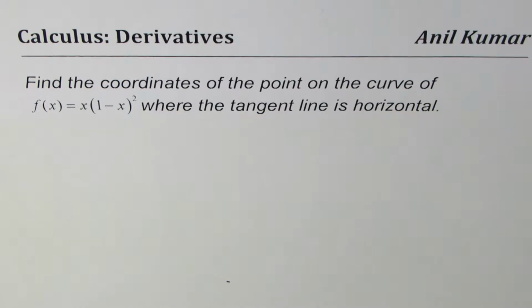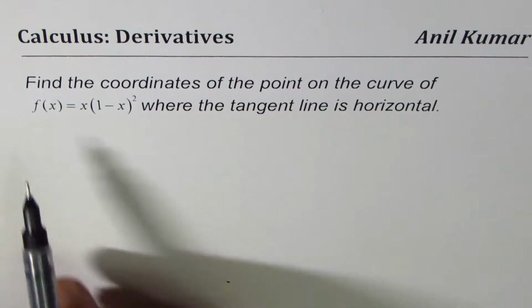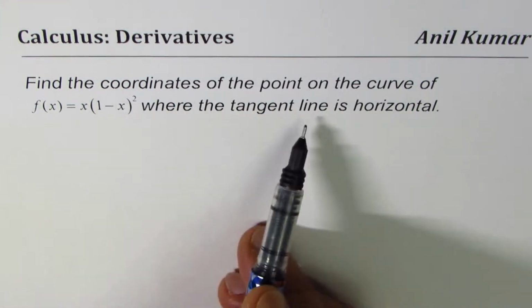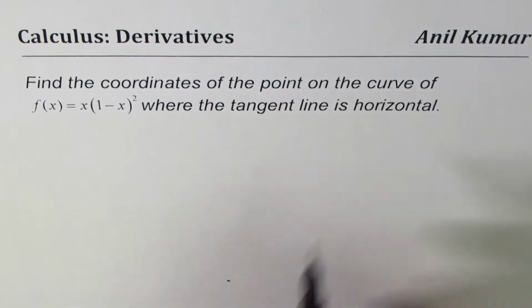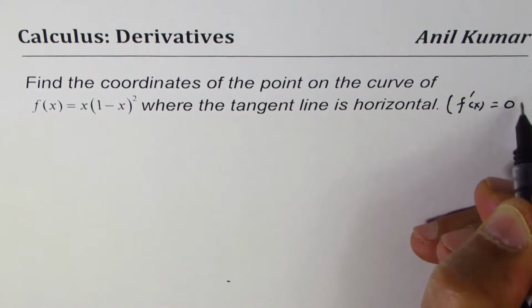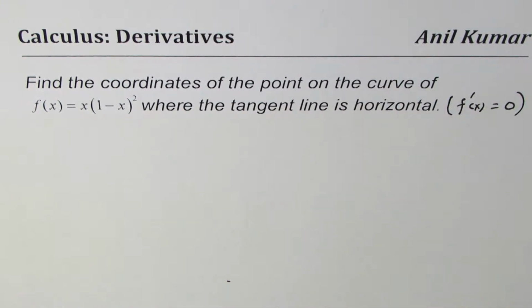The question here is, find the coordinates of the point on the curve of f of x equals x times (1 minus x) whole square, where the tangent line is horizontal. So horizontal means what? That the derivative should be equal to 0, right? That's what it means by saying that the tangent line is horizontal.